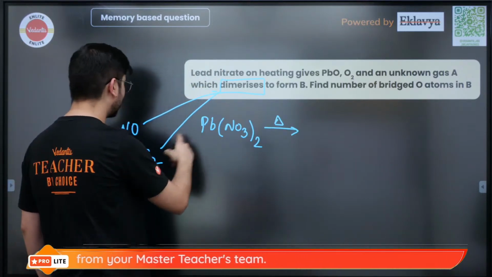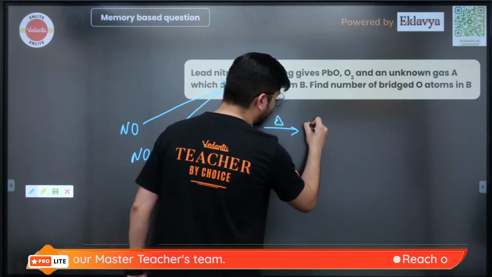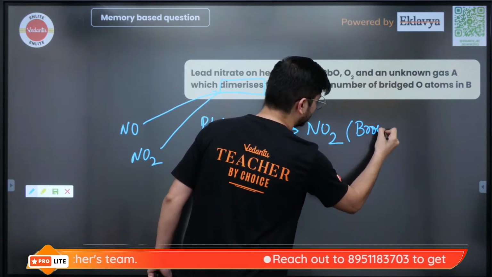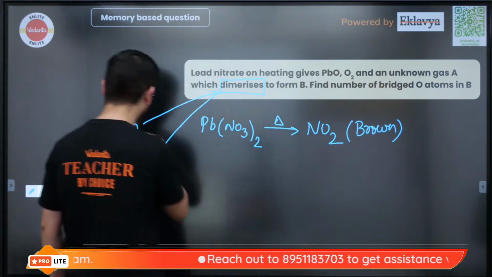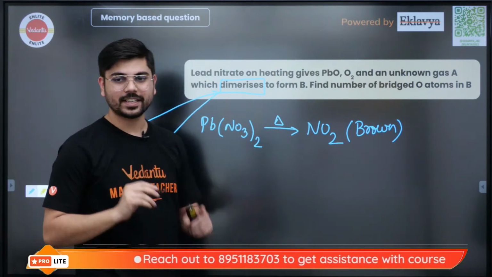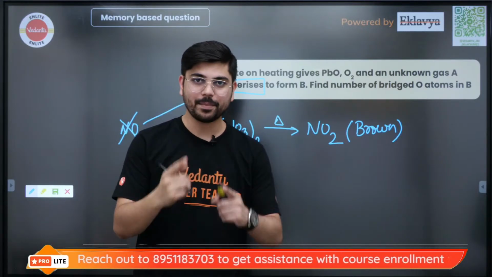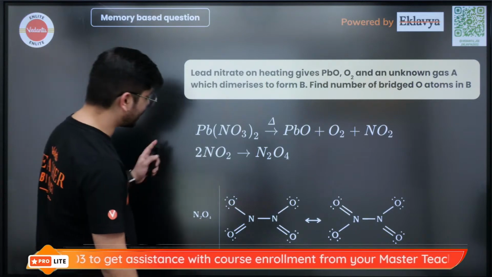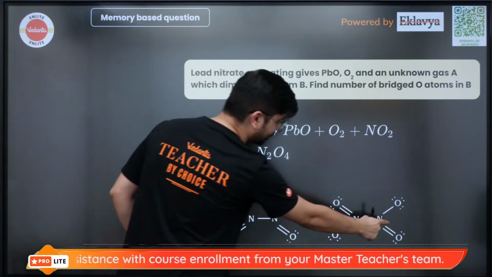And when we heat lead nitrate, which gas do we get? We get NO2, which is brown in color. It's a brown colored gas, we all know it. Okay, this NO2 gas, when we dimerize it, what is the structure that we get? The structure that we get is like this.